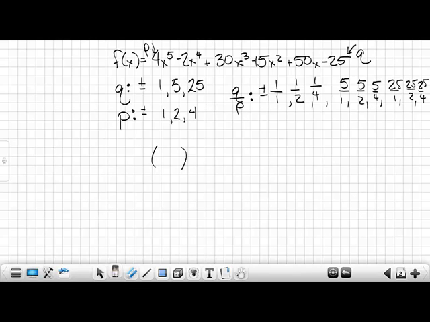The highest exponent. Thank you, Bethany. The highest exponent is 5. So this has 5 solutions. But the 5 solutions could be imaginary. They could be irrational, right? If it has rational roots, they are one of these 18 numbers.